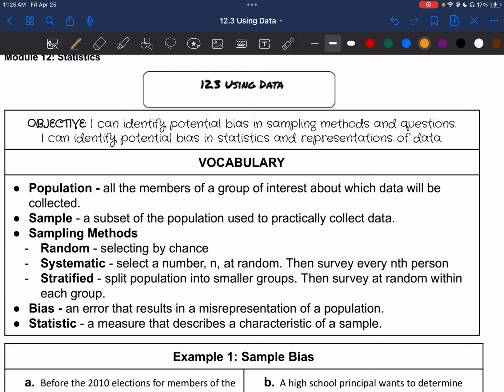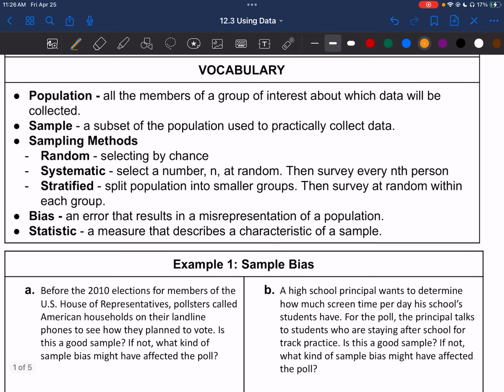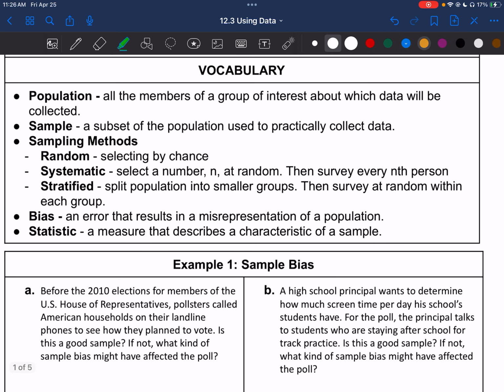Our vocab fest is continuing today with some new words. So our first word is population. This is all members of a group of interest about which data will be collected. And our second one is related to it. It's a sample. It is a subset of the population used to practically collect data.